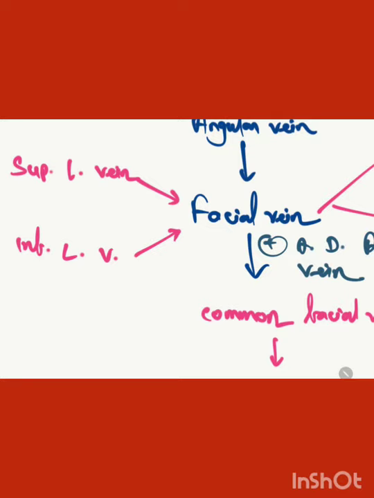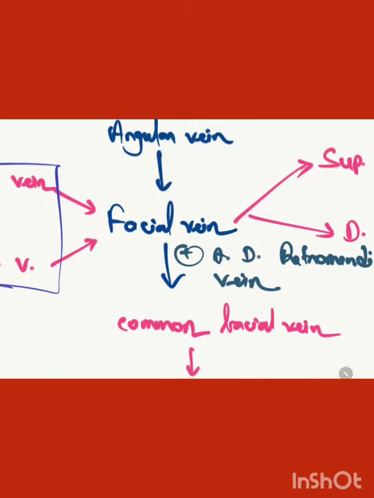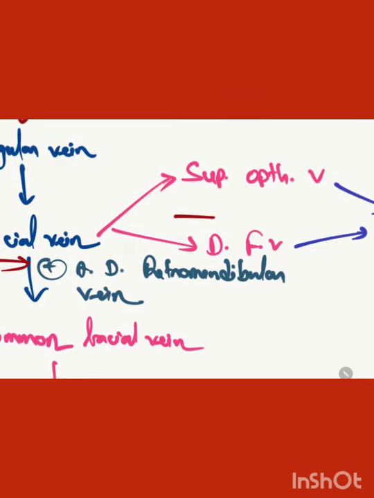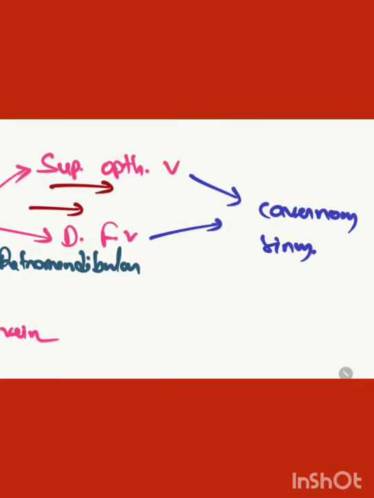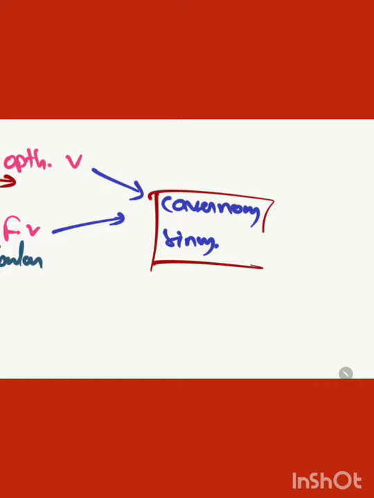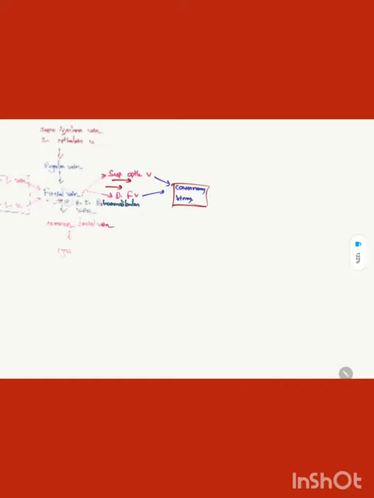So for this reason, this is the dangerous area of the face. If there is any infection in the dangerous area of the face via the superior and inferior labial veins, then the deep facial vein, and then the superficial ophthalmic vein, it can cause cavernous sinus thrombosis.